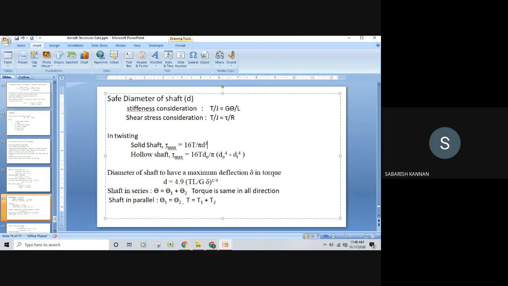Okay, so here, the diameter of the shaft to have a maximum deflection del under torque, then shafts in series. So two or more shafts which are connected in series or in parallel. When we apply torque, we saw earlier in deflections that two shafts were connected in parallel. If they are connected in series, the torque will be the same. Only the difference is that the twist per unit length will differ for each shaft, that is theta equal to theta 1 plus theta 2. There the torque will be the same.